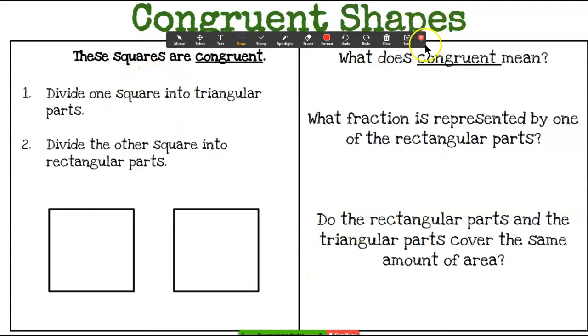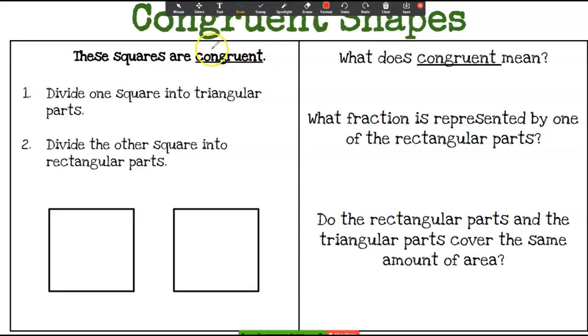These squares are congruent. Remember, congruent is considered a keyword. And when we see this word congruent, we write same. Same size, same shape. Divide one square into triangular parts. On your paper, I want you to go ahead and draw two squares. Try to make them as close to the same size as possible. Pause the video here, draw your squares, press play whenever you're ready.